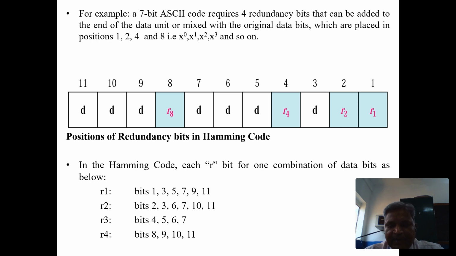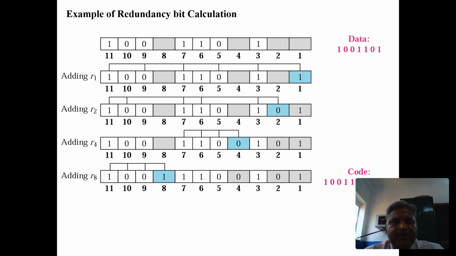3 5 7 9 11. So if you look at the positions 3 5 7 9 11 on the screen, 3 is 1, 5 is 0, 7 is 1, 9 is 0, and 11 is 1. Okay, so if you count the number of ones, it is 1, 1, 2, 3. So it is already odd.